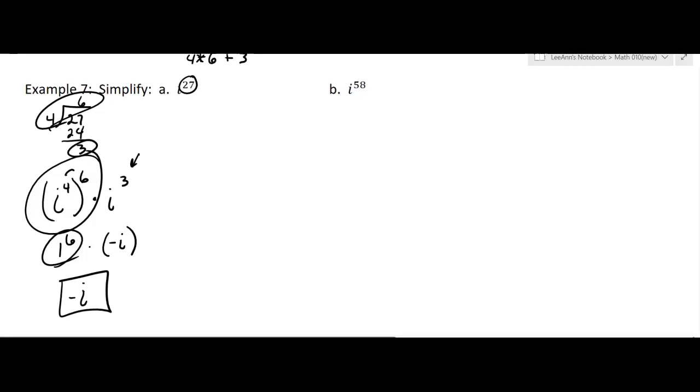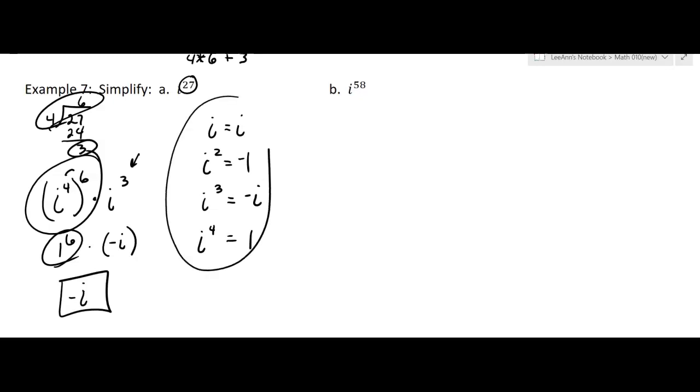All right, let me give you the i chart again. I'll just put it right here. i is i. i squared is negative 1. i cubed, well, it's the two of them multiplied together, which is negative i. And then i to the 4th is just 1. So every time you're dividing by 4, you're going to get one of these situations. Okay, I'll explain the last situation in a minute.